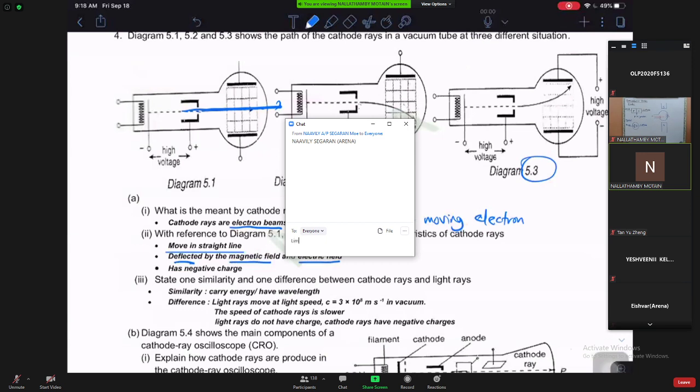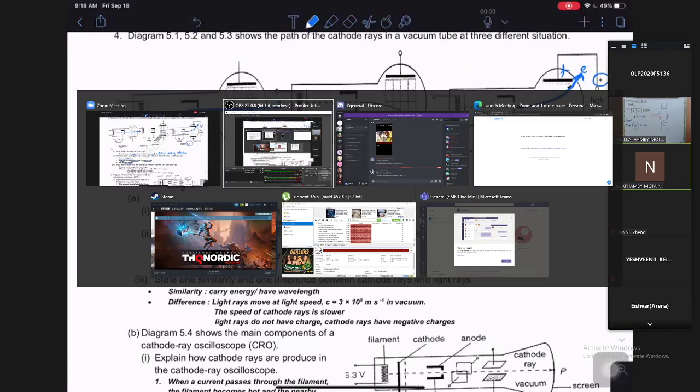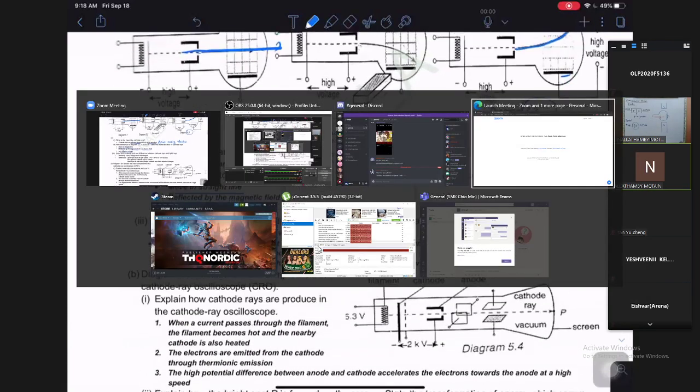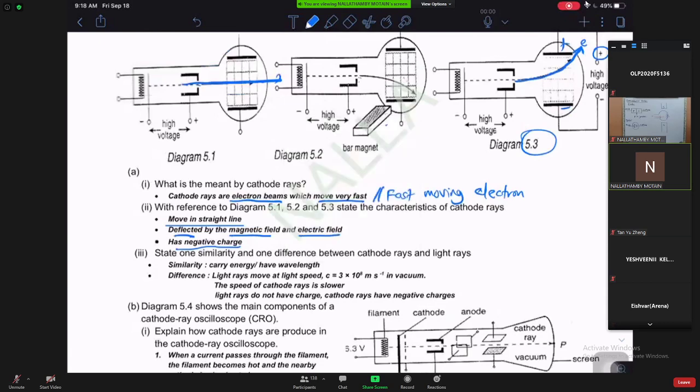And according to the way it is deflecting over here, you see positive, positive, negative. Why does it deflect upward? Because the cathode ray is what? Negative charge. Okay, the question is direct, actually simple. Those who already studied can answer. Those who skipped this in school, gone. Yeah, so simple. And then, state one similarity and one difference between the cathode ray and light ray.